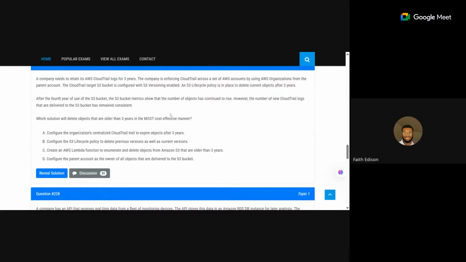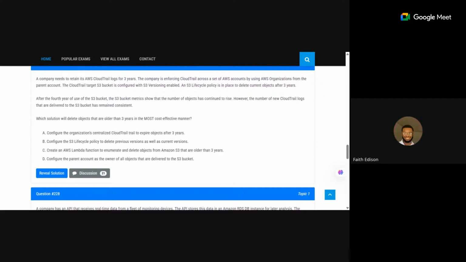A. Configure the organization's centralized trail to expire objects after 3 years. B. Configure the S3 lifecycle policy to delete previous versions as well as current versions. C. Create an AWS Lambda function to enumerate and delete objects from Amazon S3 that are older than 3 years. D. Configure the parent account as the owner of all the objects that are delivered to the S3 buckets.